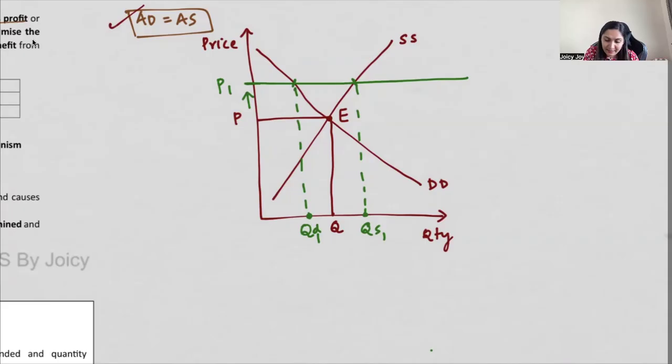Now, if you see here, from the previous equilibrium quantity Q, the demand has reduced and the supply has increased. All right. So we can write that price has increased. So what has happened as a result? This is a simple law of demand and law of supply. When price increases, quantity demanded decreases. And when price increases, quantity supplied increases. We have discussed this in the previous class.